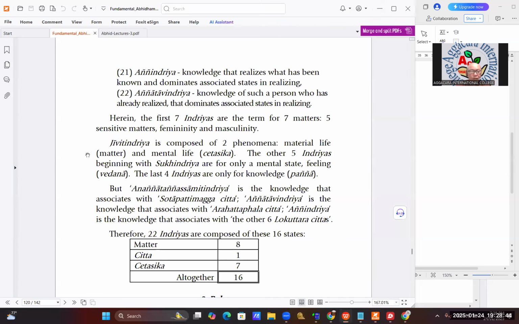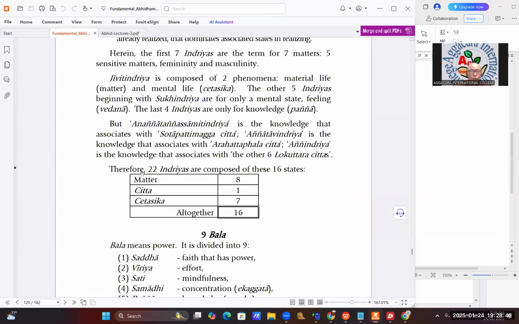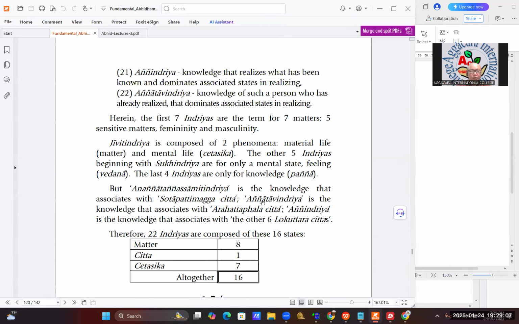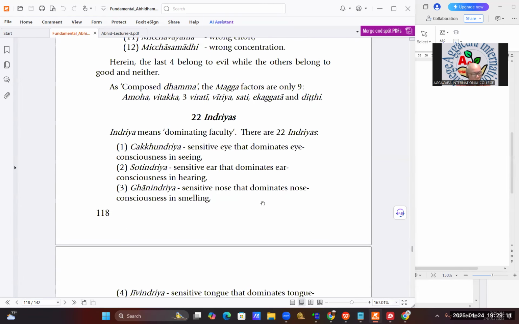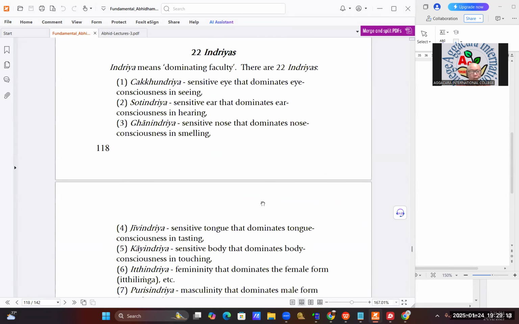After that, you need to find all these numbers. What is 8? What is 1? Just now we have 1, the Manindriya, and Cetasika 7. So you have to calculate which is 7 and which is 8. How many are 8? How many are 1? How many are Cetasika 7? Later we are going to look at the other book. So there are 8 matter.